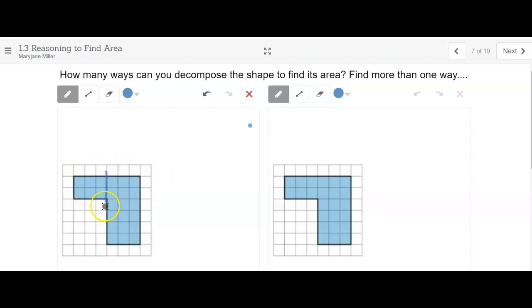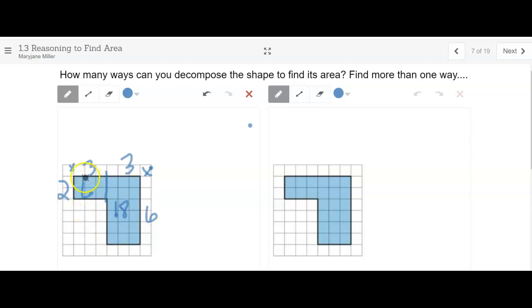So if I cut this shape right here with my line, I can decompose it into 2 rectangles. And we know how to find the area of a rectangle by multiplying the length times the width. And so one way I could do this is by multiplying 2 times 3 here. And I get 6. And for this one, we multiply 3, because that's how many units are across the top. And down the side, we have 1, 2, 3, 4, 5, 6. And I know 3 times 6 is 18.